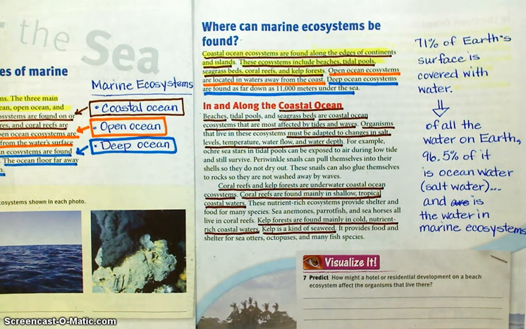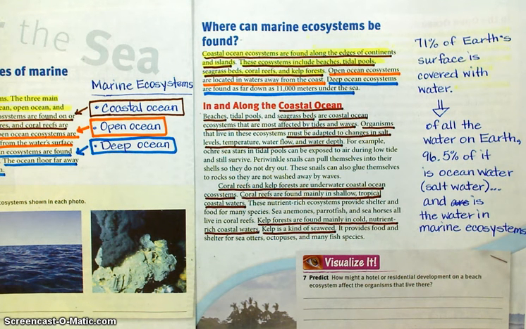Open ocean ecosystems are located, remember, in waters away from the coast, and deep ocean ecosystems are found as far down as 11,000 meters under the sea in some of those very, very deep ocean trenches. Okay, so now we're going to look one more time at coastal ocean ecosystems.